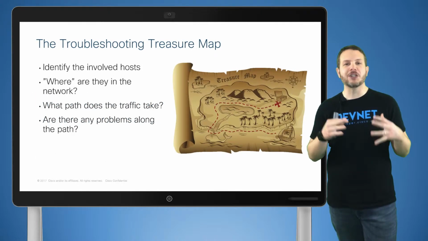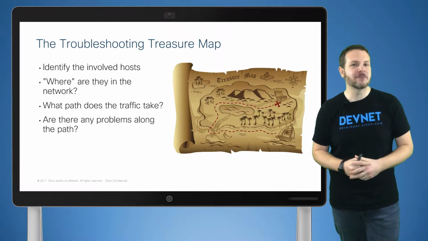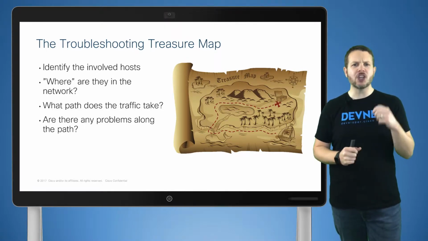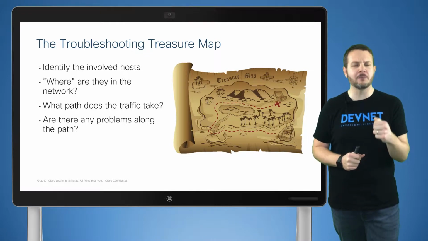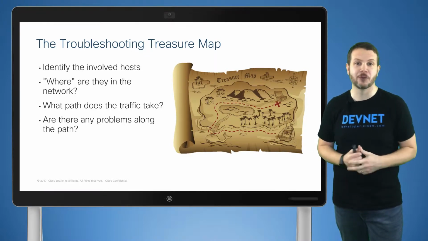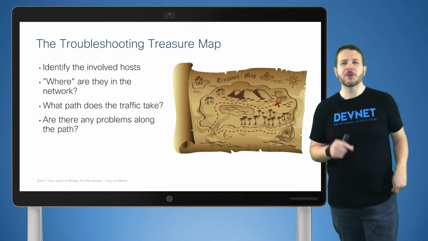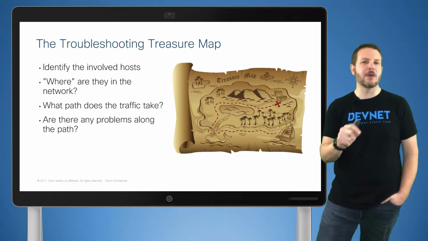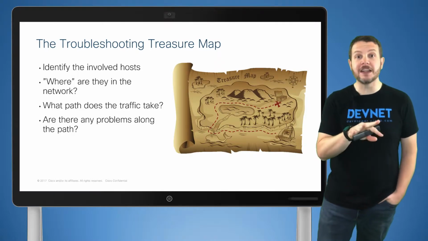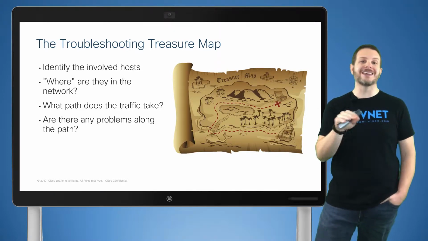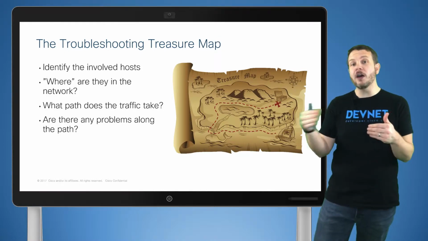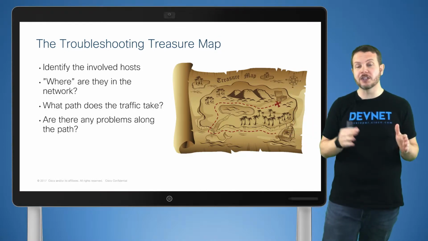So our troubleshooting treasure map, so to speak, right? Our first step, identify the involved hosts. Which hosts on my network are being reported inaccessible or having problems? Once we know more information about those hosts, where exactly on the network are they? What devices do they connect to? What interfaces on those devices are they connected to? What path across the network do we take from start to finish?